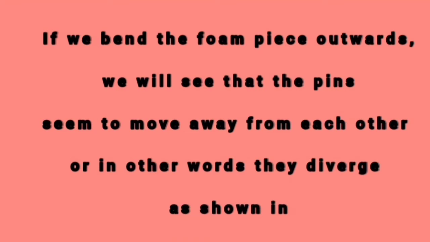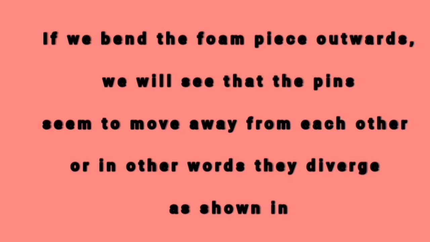So what will happen if we bend the foam outwards? What will you observe? The pins move away, they diverge. Converge means they will intersect. So if you bend the foam outwards, they will diverge. So this gives us an idea of what is likely to happen with a spherical mirror. The same thing happens when we use a spherical mirror.